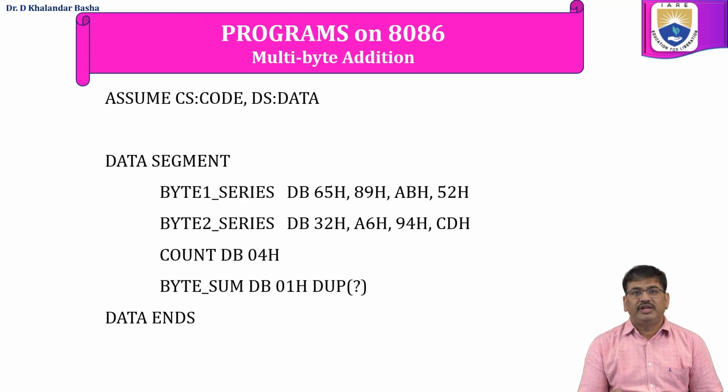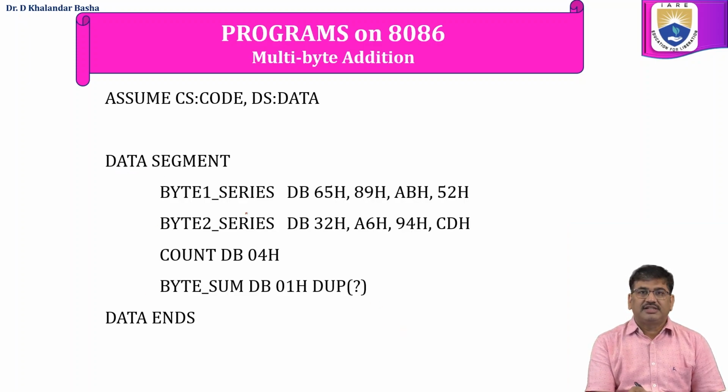This assembler directive is used for accessing the address of the code segment and data segment which is assigned by the assembler. Next we will write the data segment and code segment. In the data segment, as it is a startup segment, we use the directive SEGMENT to decide what type of segment we are starting.